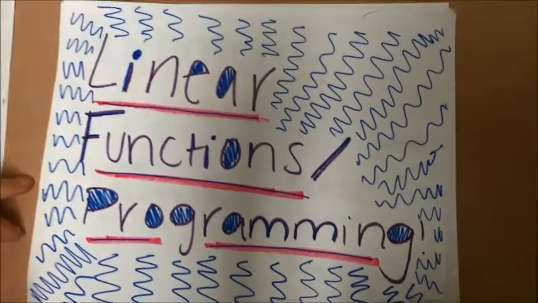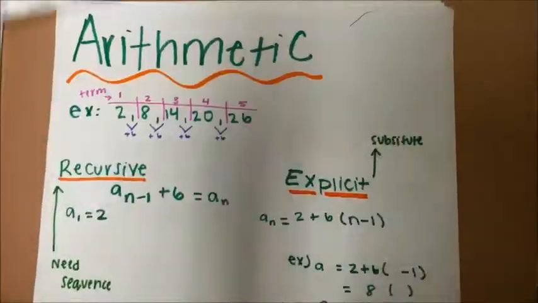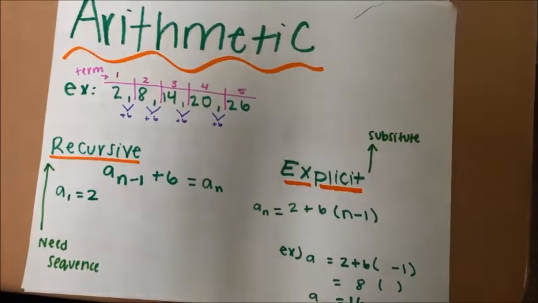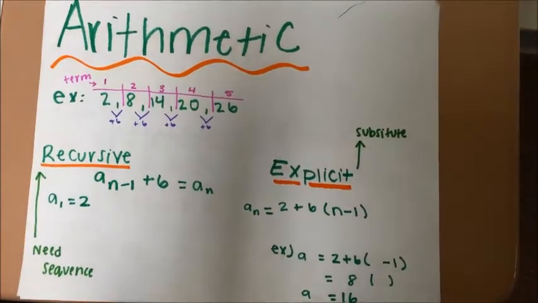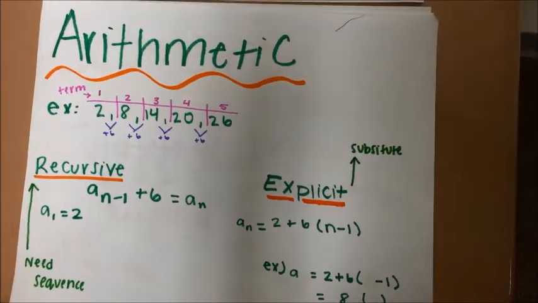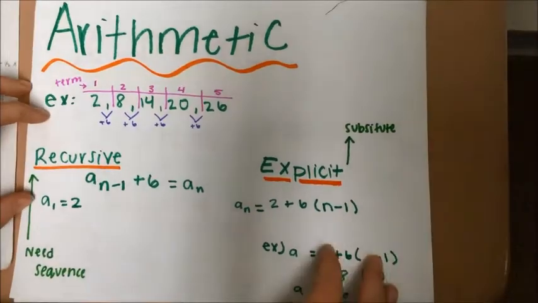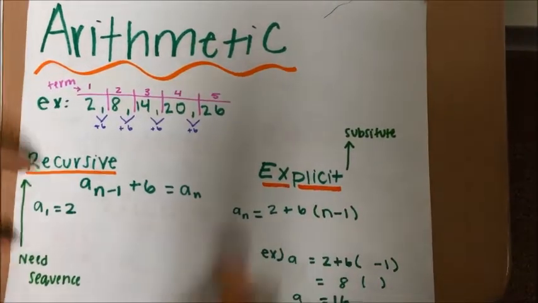Today we're going to be learning about linear functions and programming. First, we're going to learn about arithmetic sequences. An arithmetic sequence is a set of terms changing by a constant difference. To solve, you can use either recursive or explicit.